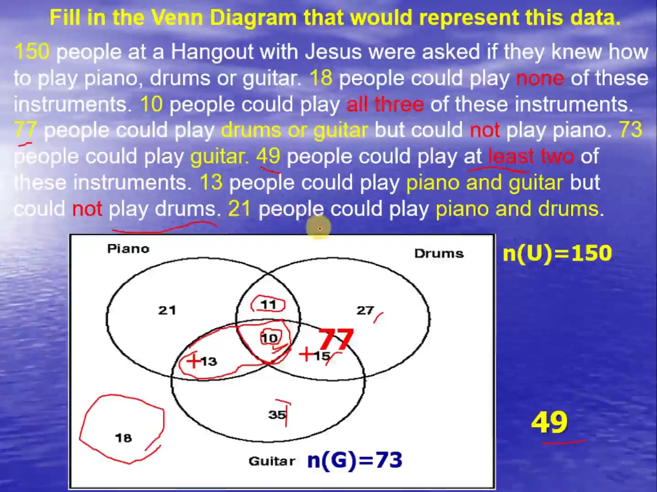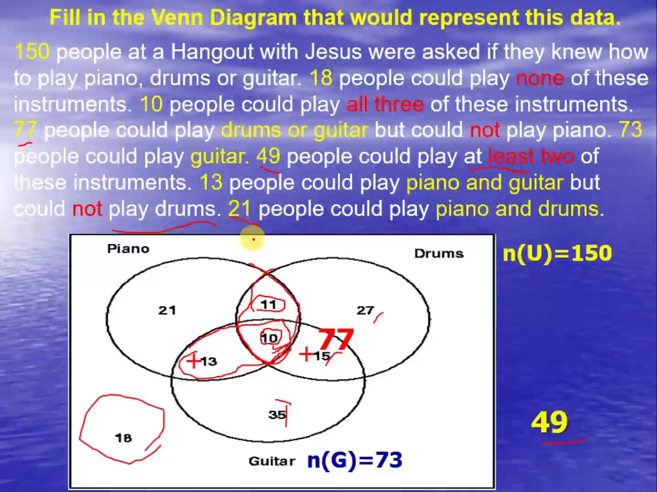21 people could play piano and drums. So look at here. It's saying they can play piano and drums. So piano is the whole of this place, and then drums is also the whole of this place. So that's the whole of the section. Here they didn't specify whether guitar is part or not. So when you sum everything inside here, it should give you 21. So 10 plus 11 gives you the 21 here. Alright? So that is how this information is supposed to be presented on the Venn diagram.